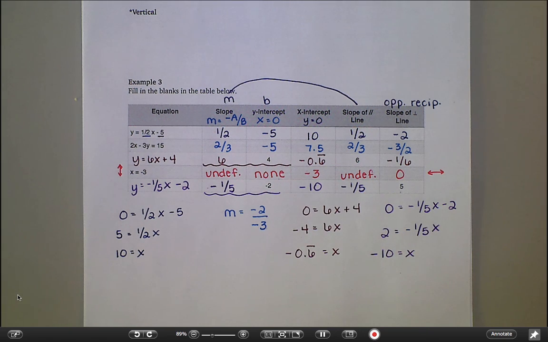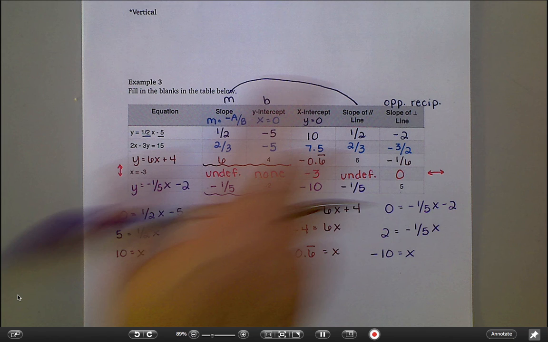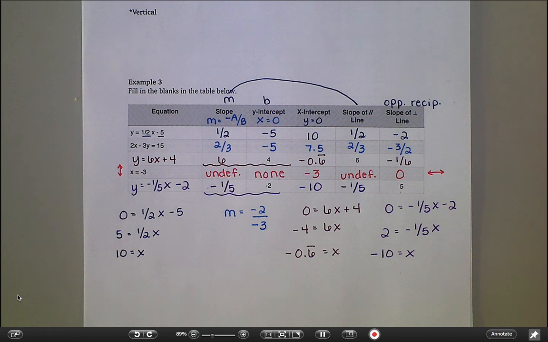So this right here is what your final table should look like. I know I did a bunch of work off to the side, but hopefully you can see the table and all of its answers in there. And this is the kind of thing I'll be looking for both on your homework assignment tonight and then, like I said, on your test. This comes up as well.